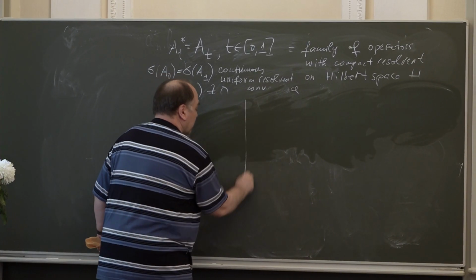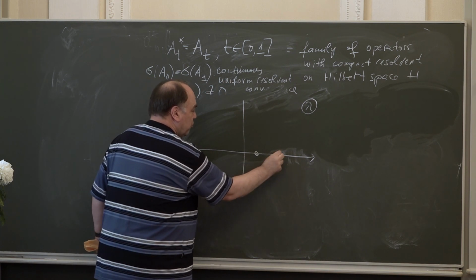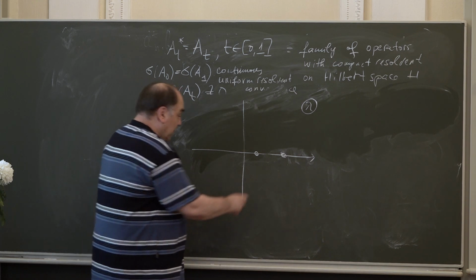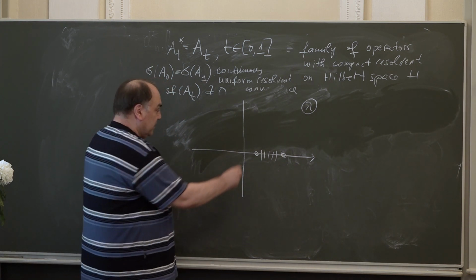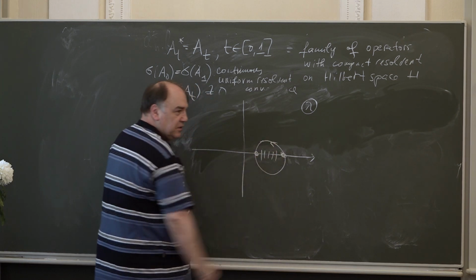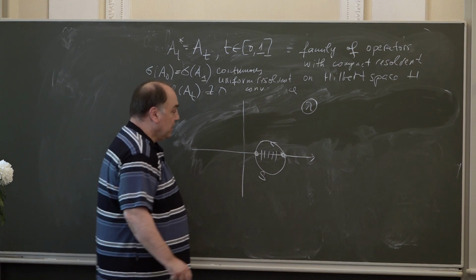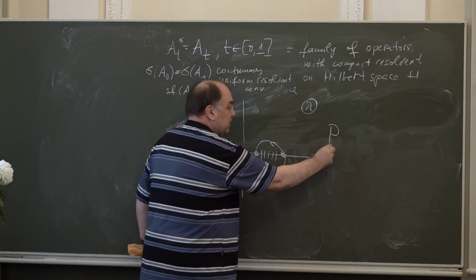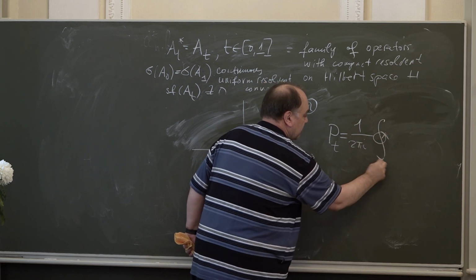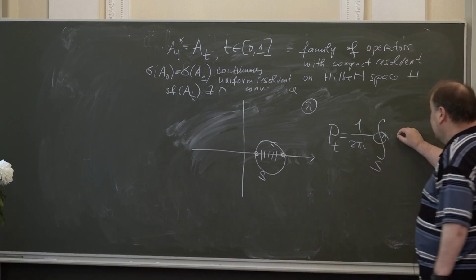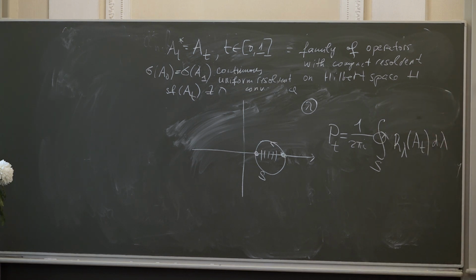Let me now draw the complex plane. This is the complex plane of the variable lambda. And assume that we have two points on the real axis. Well, and we wish to count the eigenvalues which are here. What we can do, let us draw a contour like that. We denote it by, say, S. Well, and write the following operators. P_t is equal to 1 over 2 pi i, integral over S, the resolvent of A_t, d lambda.